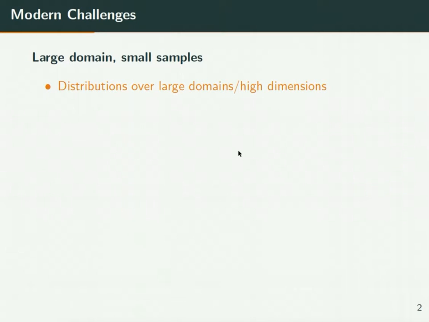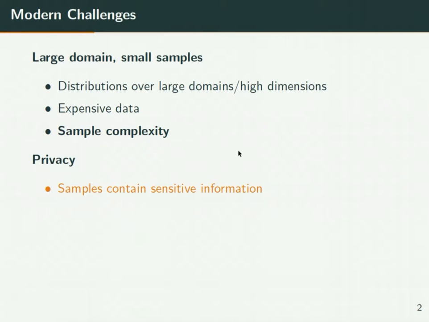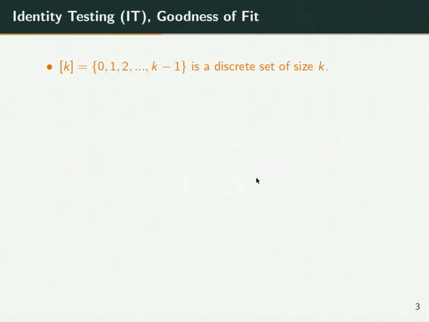For example, the number of samples may be small compared to the domain for the following reasons, and we need to protect each individual's privacy when performing our analyzing algorithm. This can be modeled as the following identity testing problem.